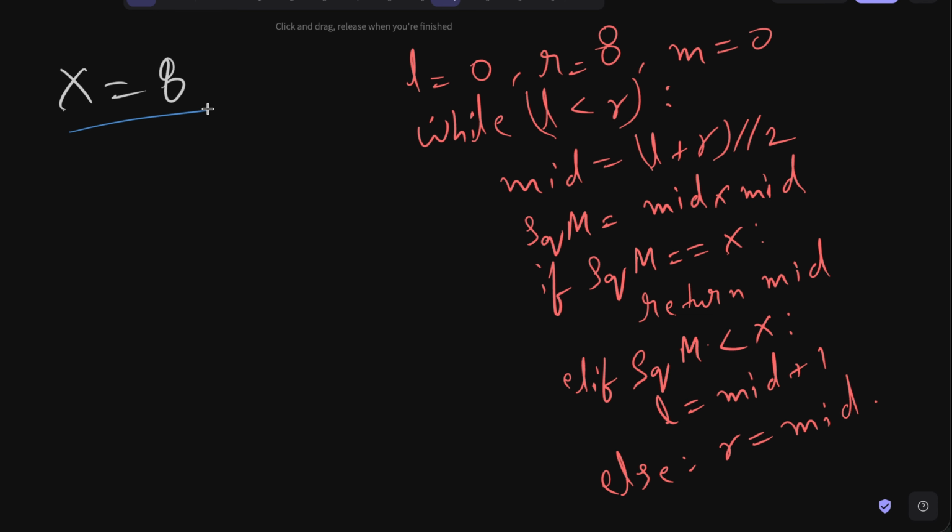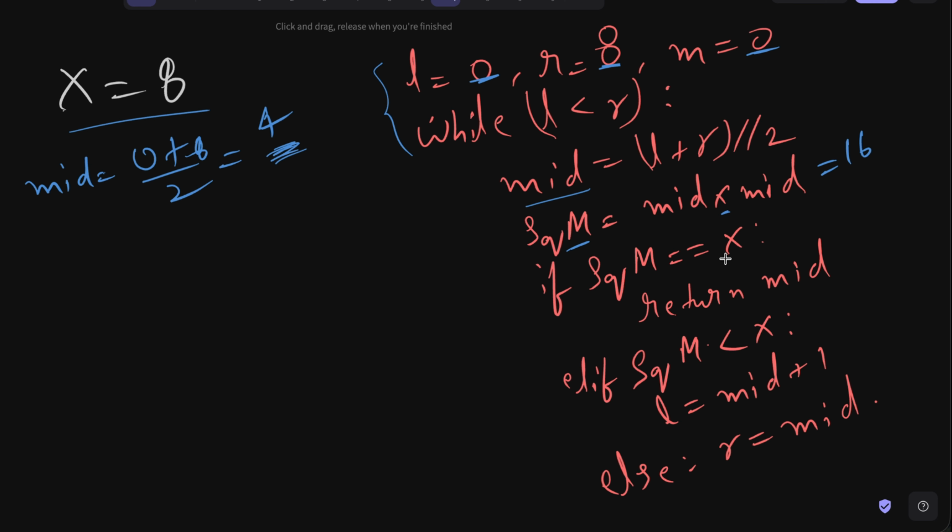Here we have x equal to 8, and here we have written a binary search with the help of the above condition that we saw. So we are starting with L equal to 0, R equal to 8, mid equal to 0. Then while L is less than R, we will keep running this binary search algorithm. First of all, we calculate a mid. In the first case, the mid will be 0 plus 8 divided by 2, which equals 4. Right now the mid is 4. Now we are calculating the square of mid. So mid multiplied by mid gives the square, which is 16 right now.